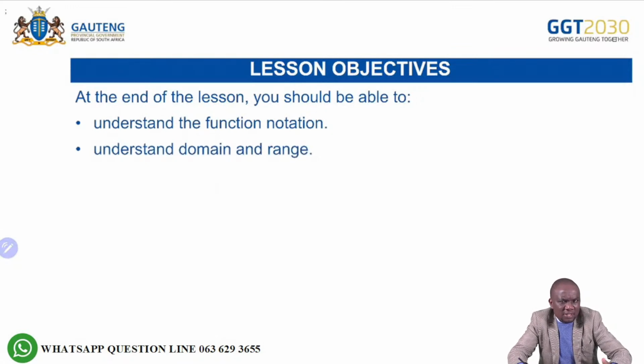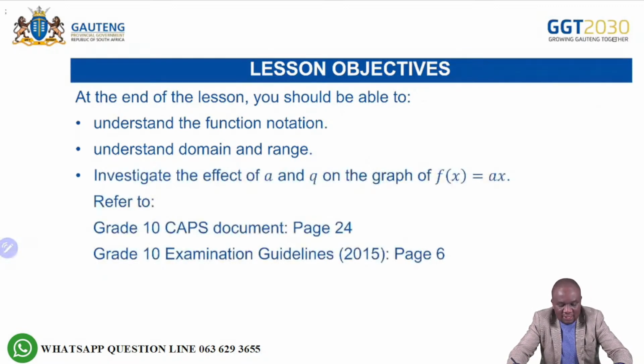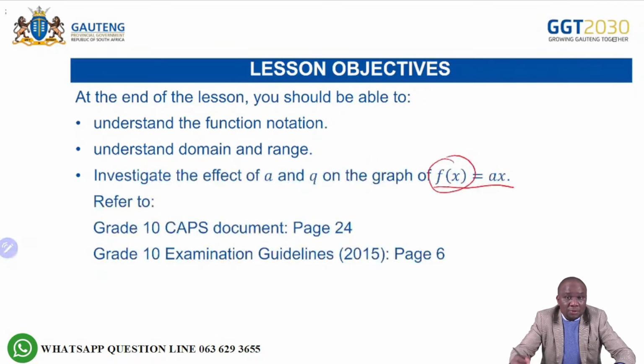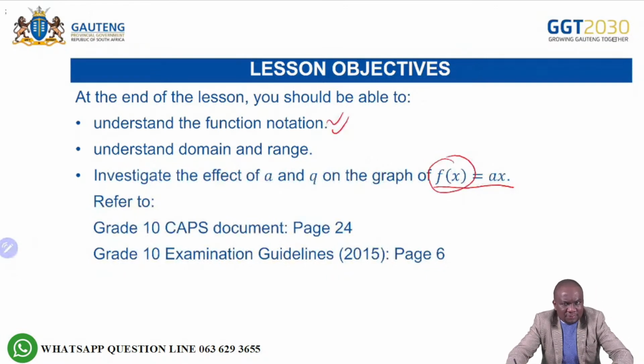And understand domain and range. Maybe it's the first time you hear about domain and range, but still the same thing. If I can introduce that, domain is actually the input values. Range is actually the output values. Okay, right. And then investigate the effect of a and q on the graph of f of x equals ax. Don't worry about this f of x thing. We're going to discuss that when we talk about function notation. Okay, right. We are about to start our lesson.